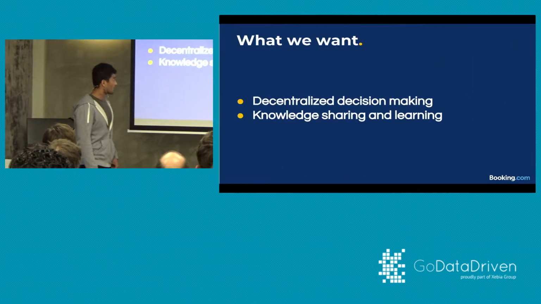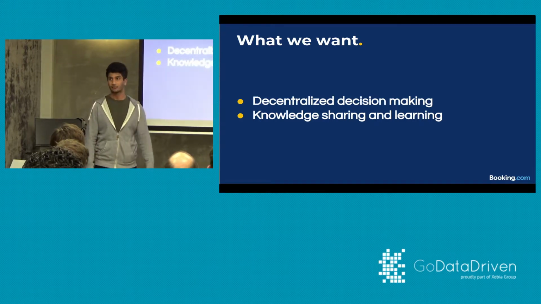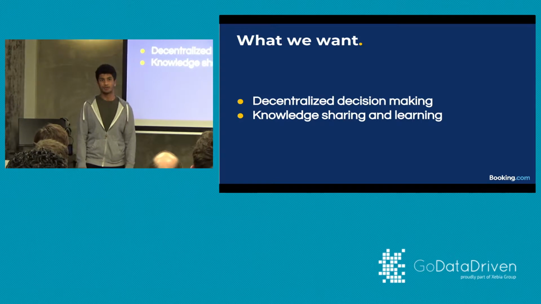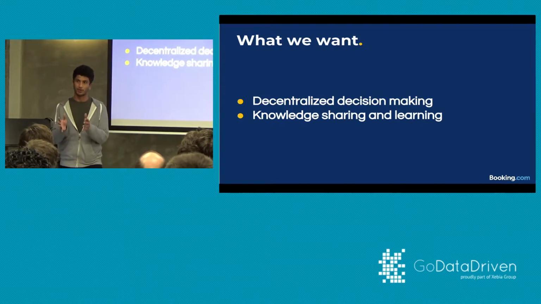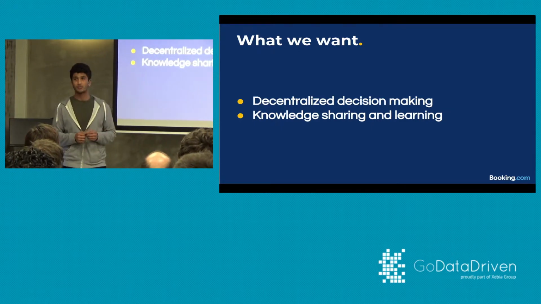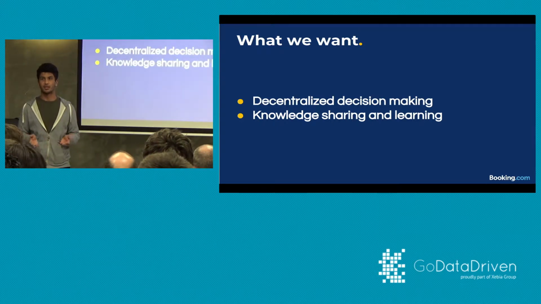So what we want at Booking, at least, is decentralized decision making. With the growing number of departments and teams that we have in Booking and the increasing amount of specialization that each team has, we want each team to focus on their product area, right, and make decisions independently of other teams.